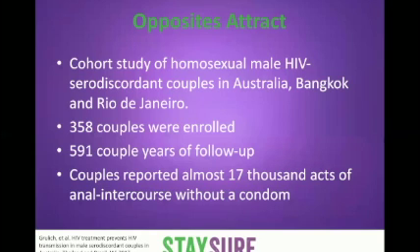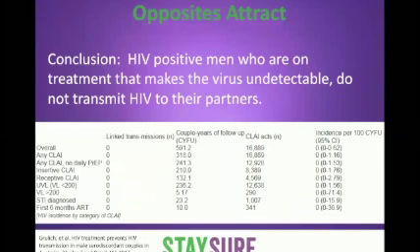transmission. Now, the opposites attract study is another one that focused on homosexual males, or MSM, in serodiscordant couples in Australia, Bangkok, and Rio. About 350 couples were enrolled. They were followed for about 590 years. The couples reported about 17,000 acts of anal intercourse without a condom. And what they found in the study was 0 linked transmissions, no matter what, as long as the individual, the person living with HIV, was virally suppressed.